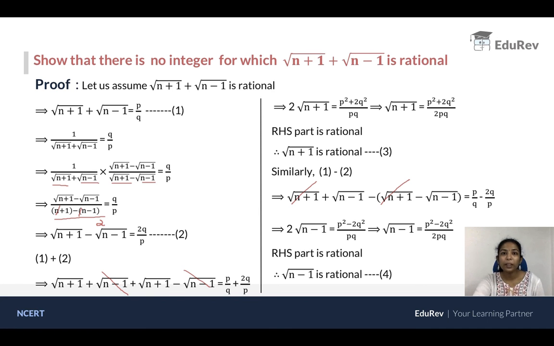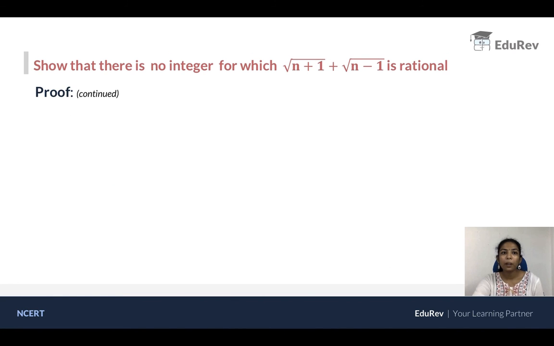I hope you are clear till this part. What we were able to prove is root of n plus 1 is rational and root of n minus 1 is rational. If you add two rational numbers, the value that you are going to get should also be a rational number, right? So that is what I am going to do. Based on the third and fourth statements, I am coming to the conclusion that root n plus 1 plus root n minus 1 must be rational. Why? Because I got this term as a rational term and this term also a rational term. So this sum should also be a rational term.